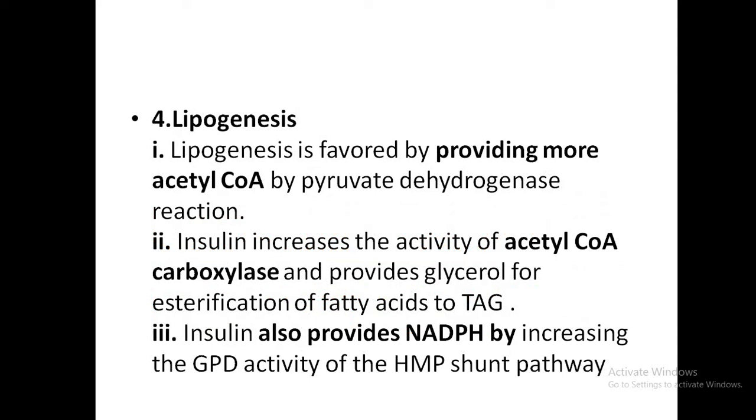Lipogenesis. It is favored by providing more acetyl coenzyme A by the pyruvate dehydrogenase reaction. It increases the activity of acetyl coenzyme A carboxylase, and it provides glycerol for esterification of fatty acids to TAG. Insulin also provides NADPH by increasing the G6PD activity of the HMP shunt.